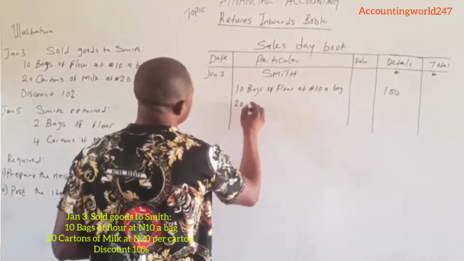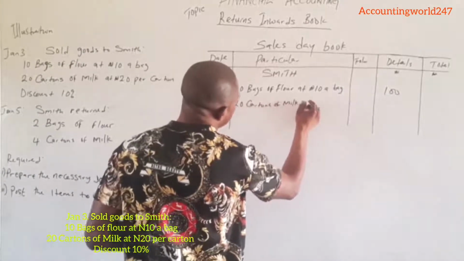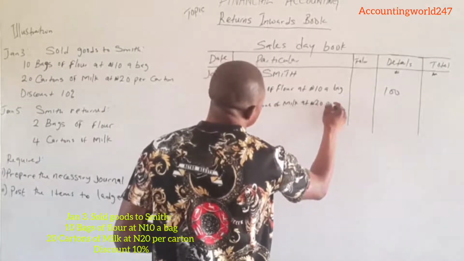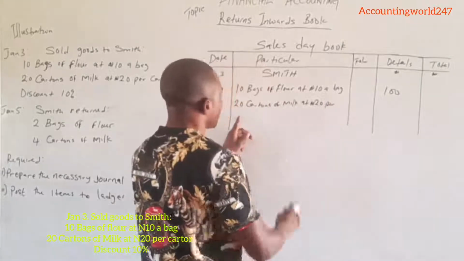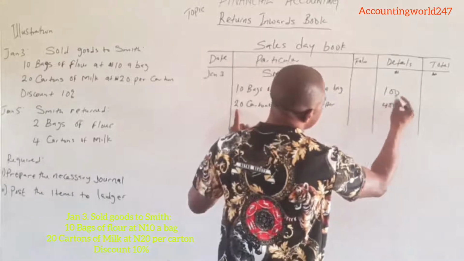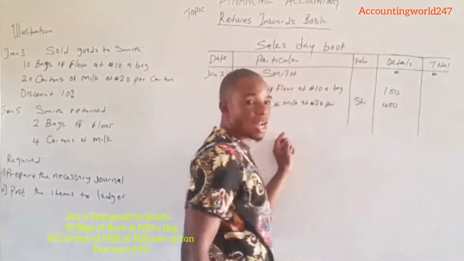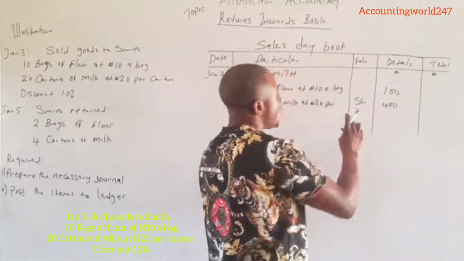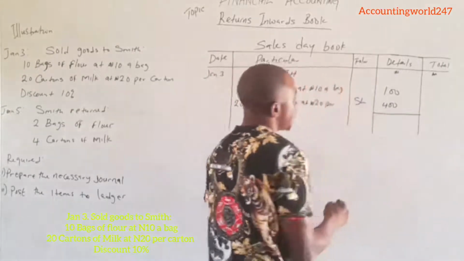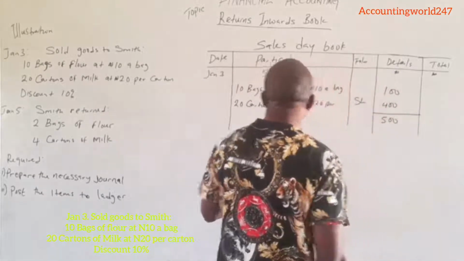We have 20 cartons of milk at 20 naira per carton. Now, if we look at this as well, this will be 20 multiplied by 20, and that will be 400 naira. Under the folio, we are going to use the SL to represent sales ledger. It means that the amount will be transferred to the sales ledger, and then we need to have this together. By adding it together, 100 with 400, that will be 500 naira. Then let's go back to the question.